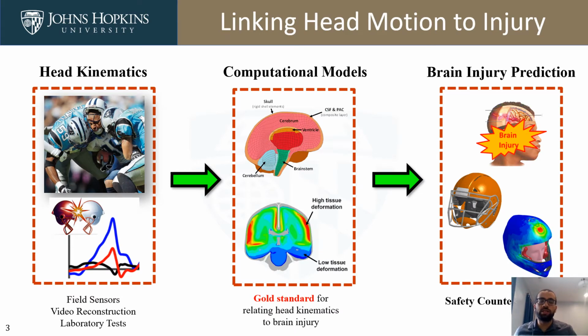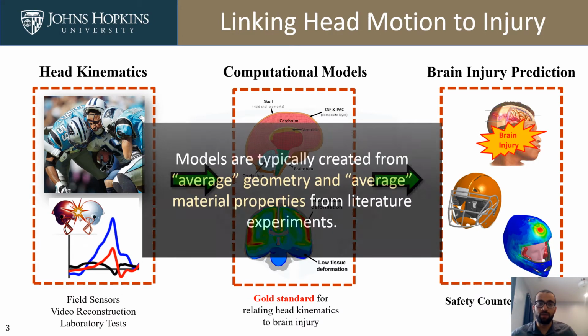So how do we understand what's happening to the brain during a TBI or impact? Really, the gold standard has become computational or finite element models of the brain. These allow us to take what we can see or measure on the outside in terms of head kinematics, input that as loading conditions or boundary conditions in our model, and then we can output stress or strain fields that allow us to predict injury or to evaluate safety countermeasures like helmets.